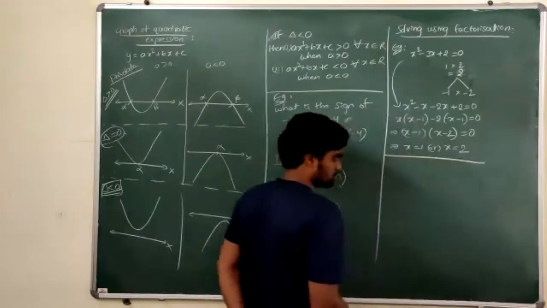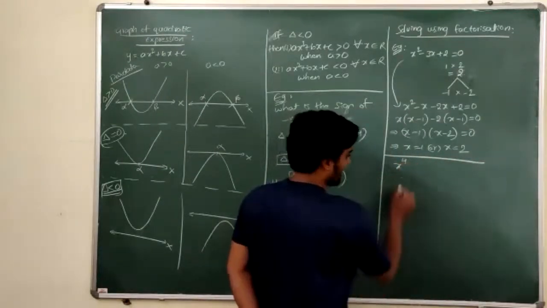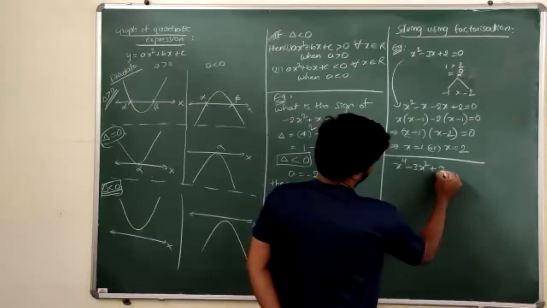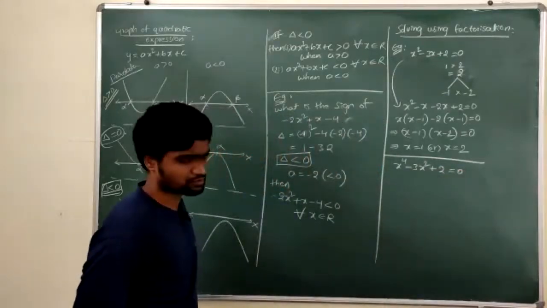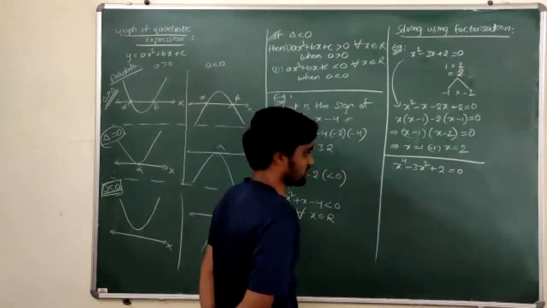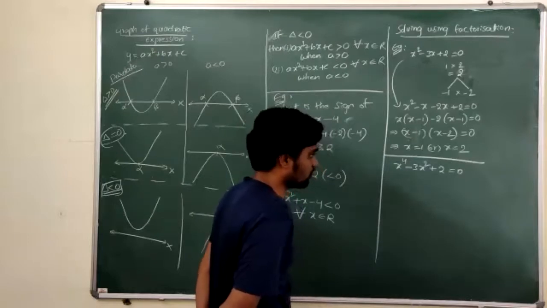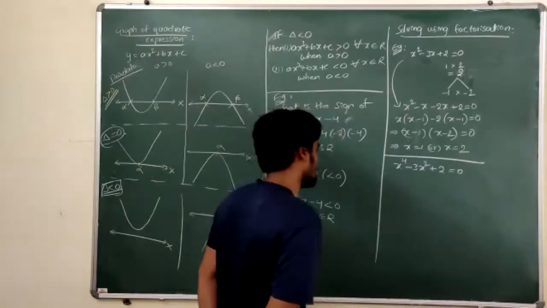Now the same thing, I'll change it a bit. Now my question is x power 4 minus 3x square plus 2 is equal to 0. Okay, it's a bit different one, not entirely different. Just observe this. The question is to solve, or find the values of x for which x power 4 minus 3x square plus 2 is equal to 0.